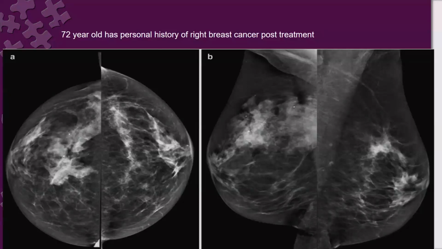Can you show me another cancer in this patient? Can you see any suspicious lesion in this patient? No one can see it?